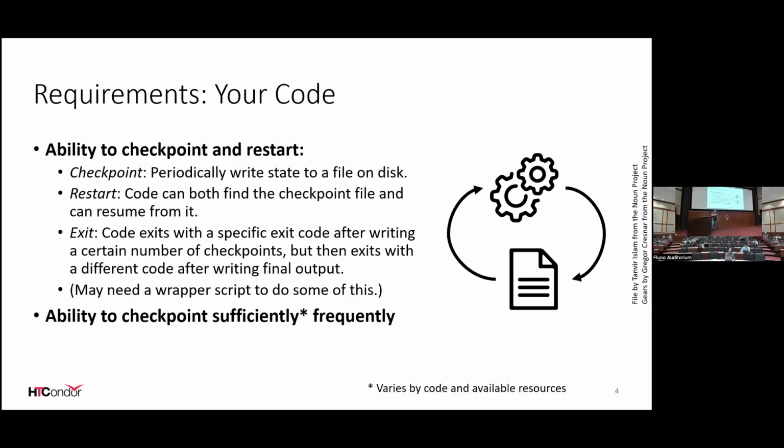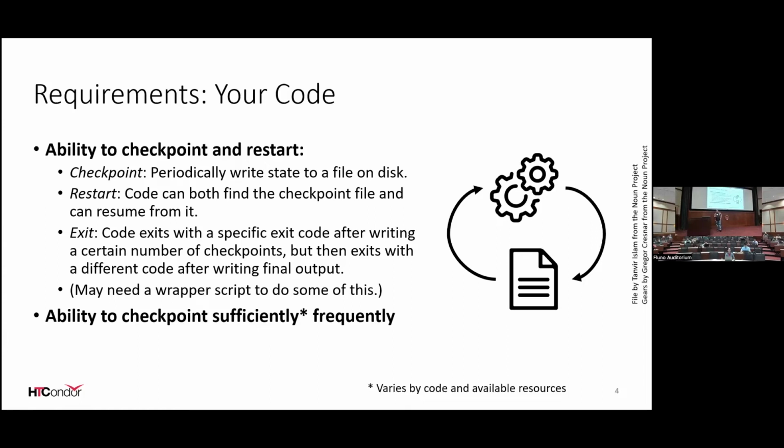So you need to be able to checkpoint and restart in order to be able to use self-checkpointing. Specifically, you need to be able to periodically write that state file we were talking about. You need to be able to restart. Your code needs to be able to find that checkpoint file and resume from it, and that's without changing any arguments. Condor, when it restarts this checkpointed job, will go ahead and start it the second time exactly the same way it did the first time.